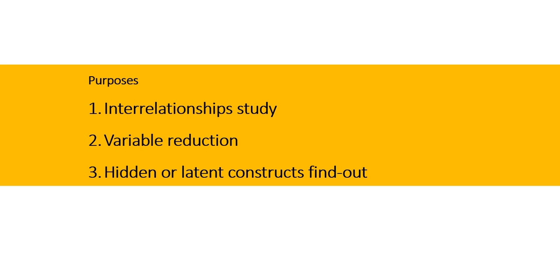So for variable reduction you can conduct factor analysis, and also you can find hidden or latent constructs or variables, if there are any, just like there may be some unobserved variables. Those are not seen in normal ways, but those variables actually affect the other observed variables. In that case, you can run a factor analysis to identify those latent constructs.